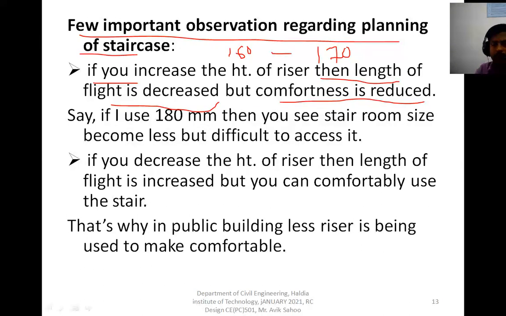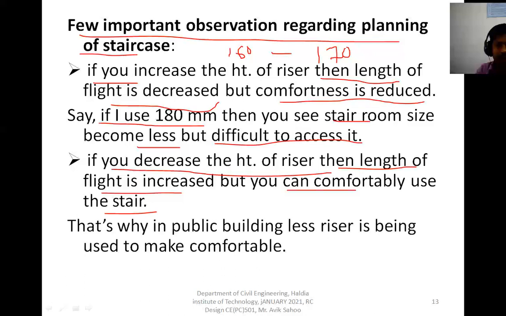Means it is difficult to access the stair. Okay, you feel the difficulty to access the stair. So say if I use 180 mm, then you see the stair room size becomes less but it is difficult to access it. Now if you decrease the height of the riser, then what problem comes? Then the length of flight is increased, but you can comfortably use the stair. So the comfort will increase.